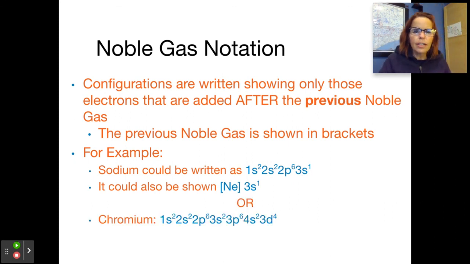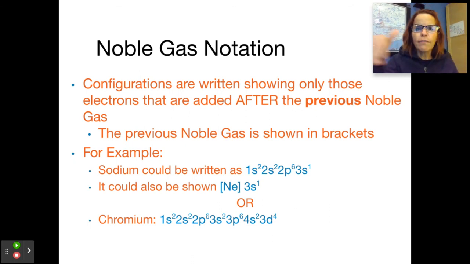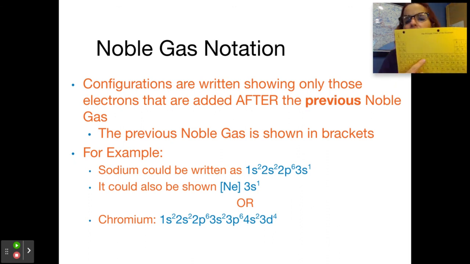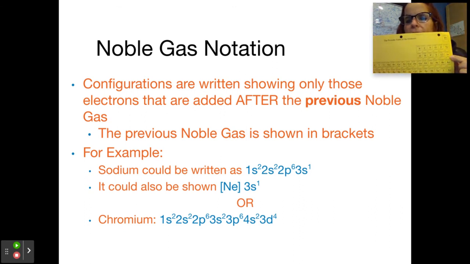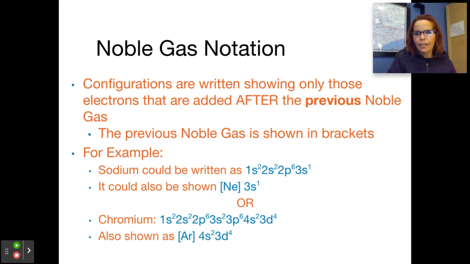All right, here's another example. Chromium is 24. So we want to do all the electrons that come in after the most recent noble gas. So chromium's a little bit trickier. Chromium is 24, so it's right here. So let's go backwards. 24, 23, 22, 21, 20, 19, and then go back over here. 18. Now we're at the noble gas, argon, number 18. That's the one that came before chromium. And so we're going to put argon in brackets, and we're going to say everything up to argon is the same, and this is what's different after argon.